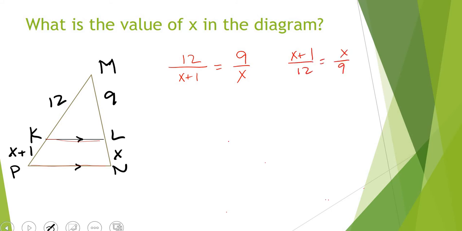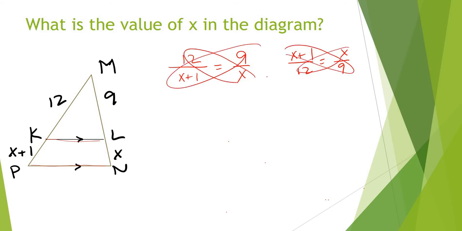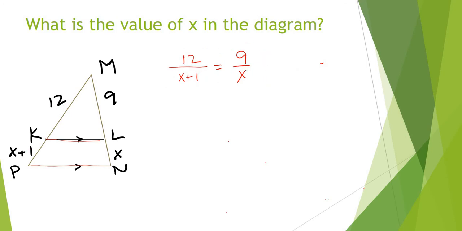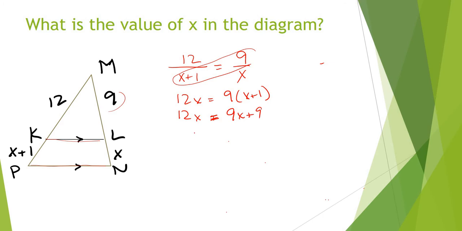When we do the cross product of either of these, we will get the same values. So I'm going to stick with the first way that I did it. Again, it really doesn't matter as long as you're doing the same proportion. If you start with 12 over x plus 1, you have to do 9 over x. So cross product, 12 times x equals 9 times x plus 1. Don't forget, when you're multiplying by a binomial, you have to distribute. So 12x equals 9x plus 9.